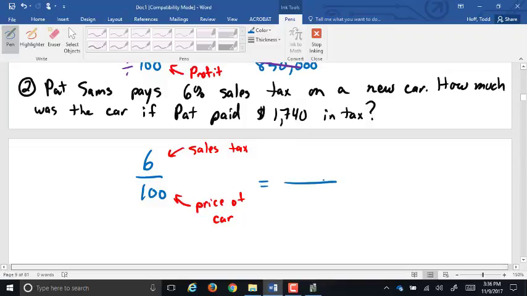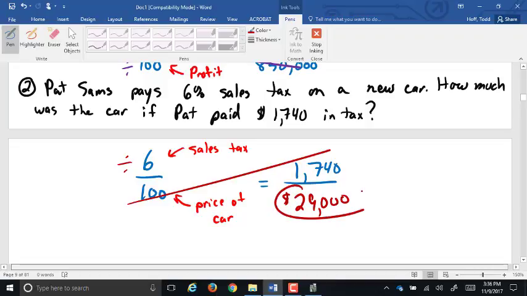On the other side, we have the 1,740. What does that match up with? Is that the tax or the price of the car? That is the tax. So we cross multiply and divide. 100 times 1,740 divided by 6 gives us, is that 29,000? So that car cost Pat $29,000. Any questions on those simple percent questions like that?